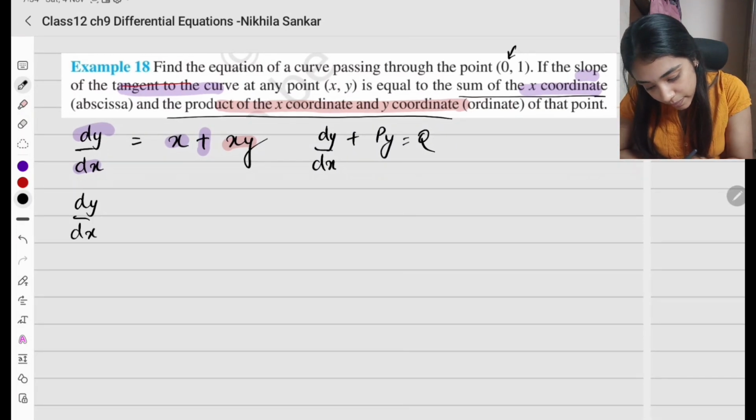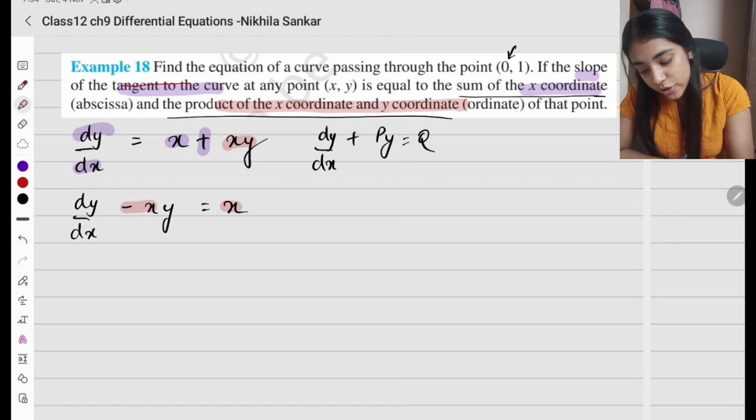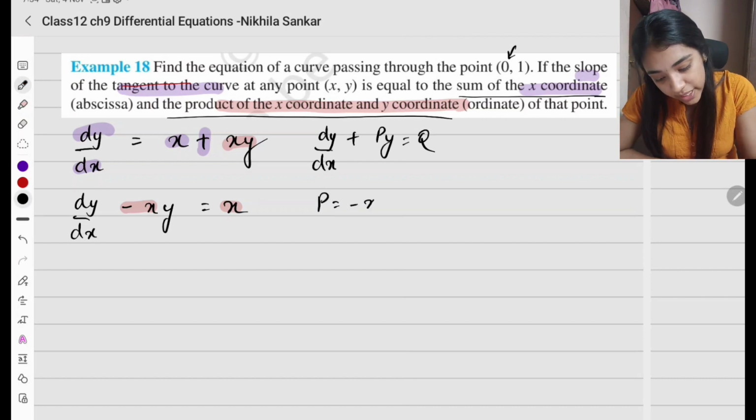So I have dy by dx minus xy equals x, where my p is going to be minus x, and q is going to be simply x. Okay, shall we solve? So p equals minus x and q equals x.